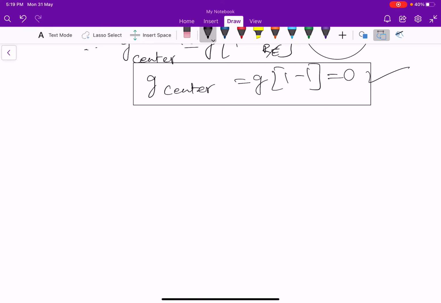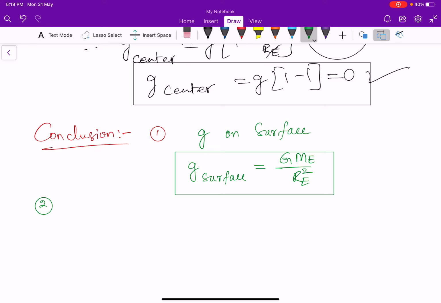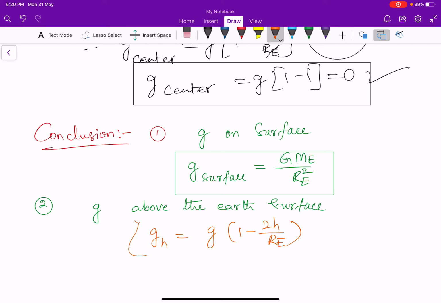So, the final conclusion of this video is, first conclusion, acceleration due to gravity on the surface of Earth. The formula is given by G Me by Re square. And the second conclusion is g value above the Earth surface. g at height H above the Earth surface is equal to g into 1 minus 2H by Re. So this is the second conclusion.